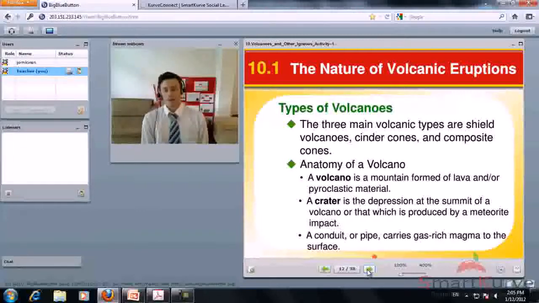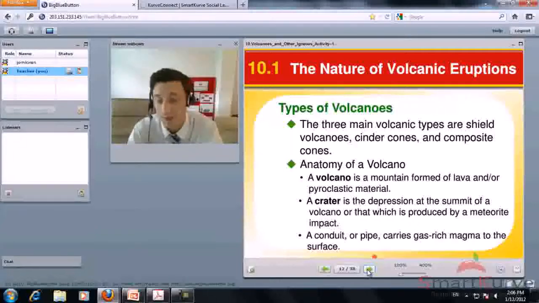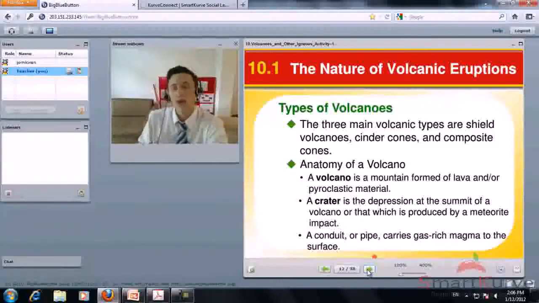Types of volcanoes on page 12. There are three main volcanic types. That is a shield volcano, a cinder volcano, and a composite volcano. And the type of volcano has a lot to do with the type of lava. We're going to talk a little bit about that right now. We're going to look at a picture of that in a couple slides. But first, what do we know about a volcano?